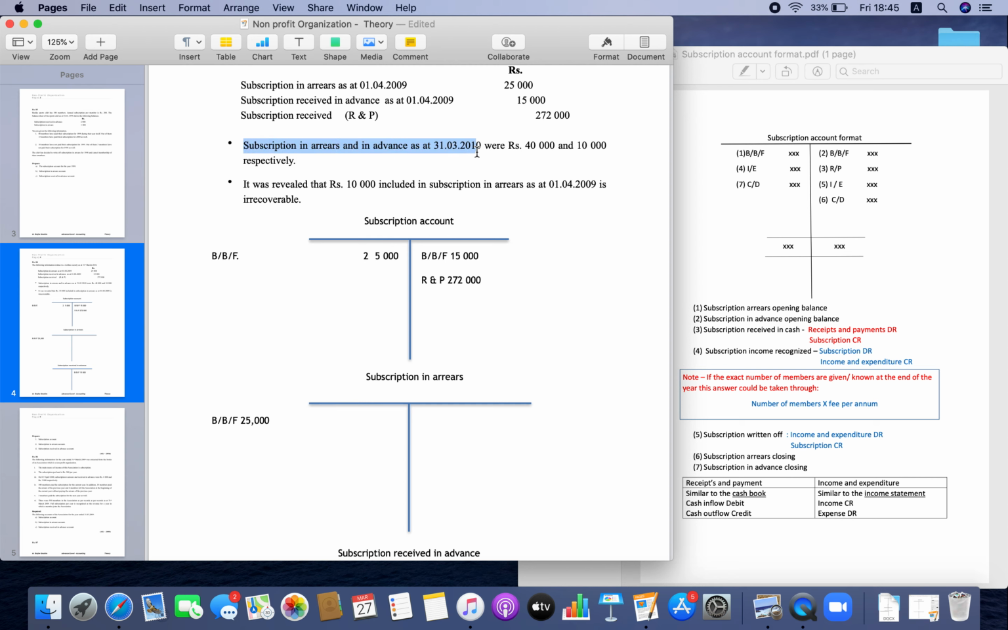Then, guys, next one, subscription in arrears and in advance as at 31st of March 2010. What I want you to do is, in your tute, please mark and keep 31st of March 2010 means closing balance. Number one, subscription arrears closing and advance closing. First, let's copy down that one. Subscription in arrears closing balance is 40,000. Remember, arrears closing will always come on the credit side because the brought forward comes on debit. So mark that one over there, 40,000.